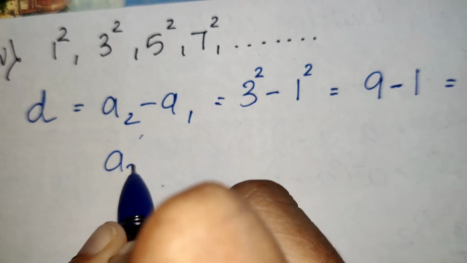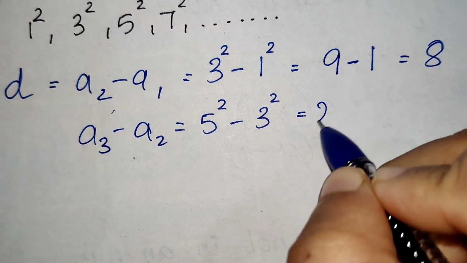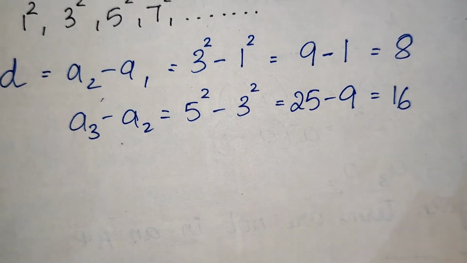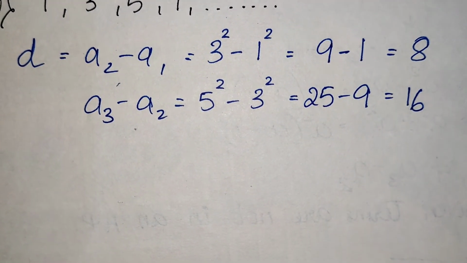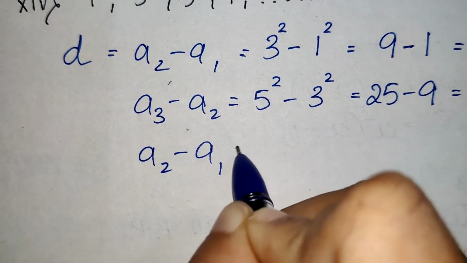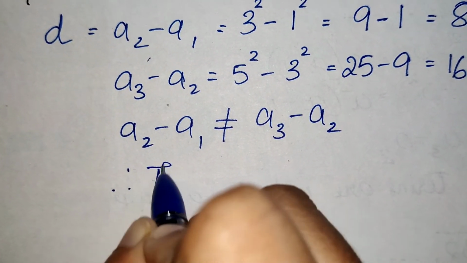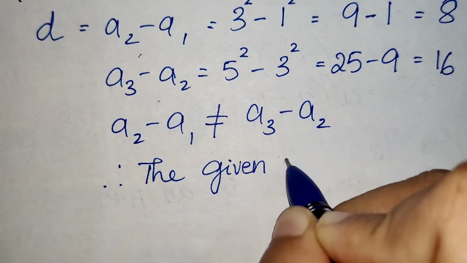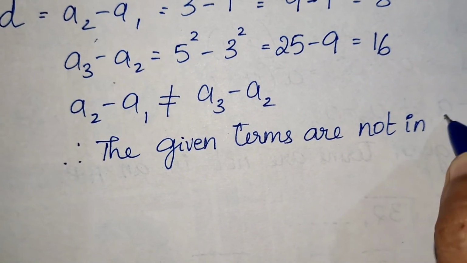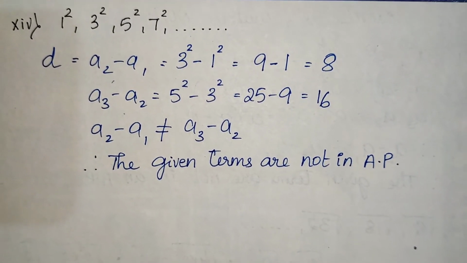Okay, so now A3 minus A2. So 5 square minus 3 square. 5 square is 25 minus 9. So 25 minus 9 is 16. So we didn't get a common difference. So the terms are not in AP. Therefore A2 minus A1 is not equal to A3 minus A2. Therefore the given terms are not in AP. So we will be left with only one problem of this exercise.